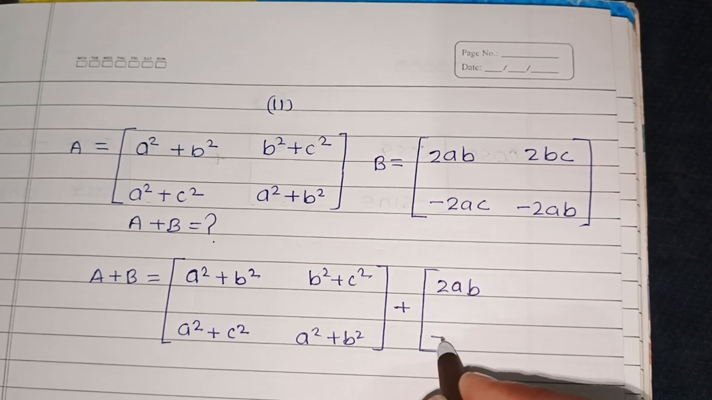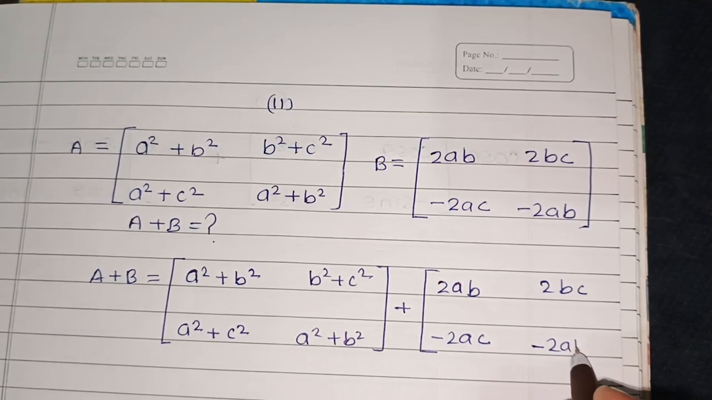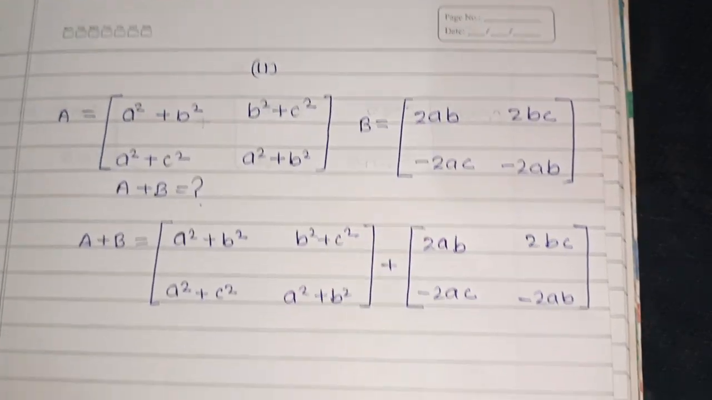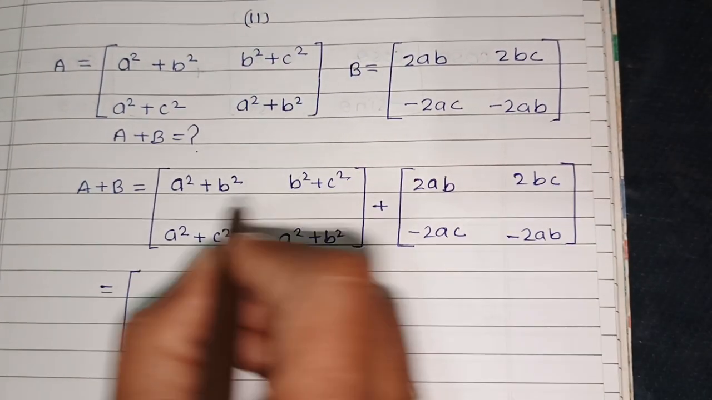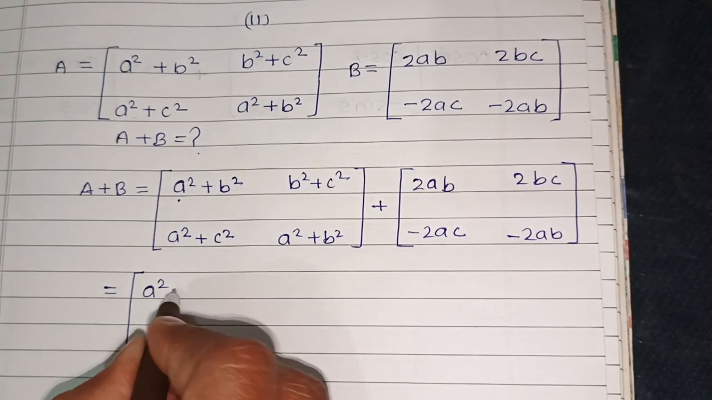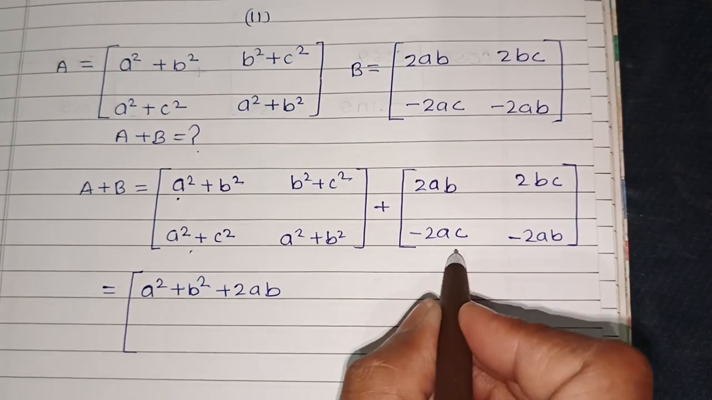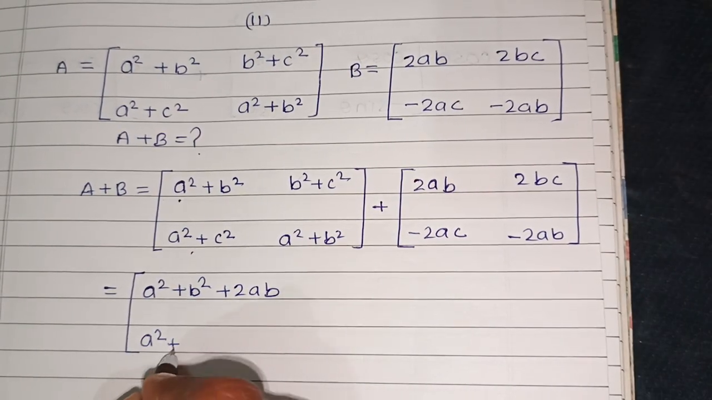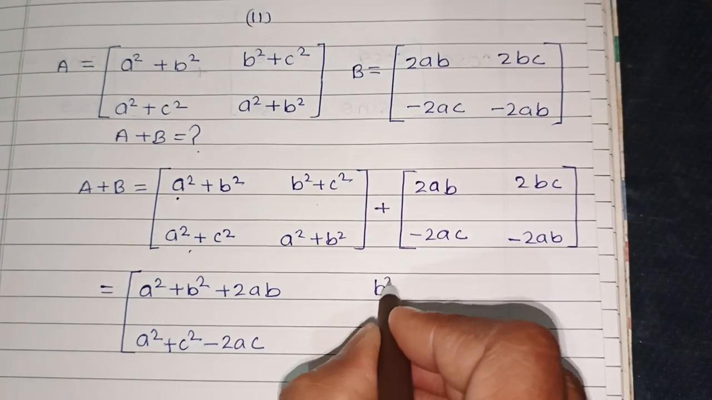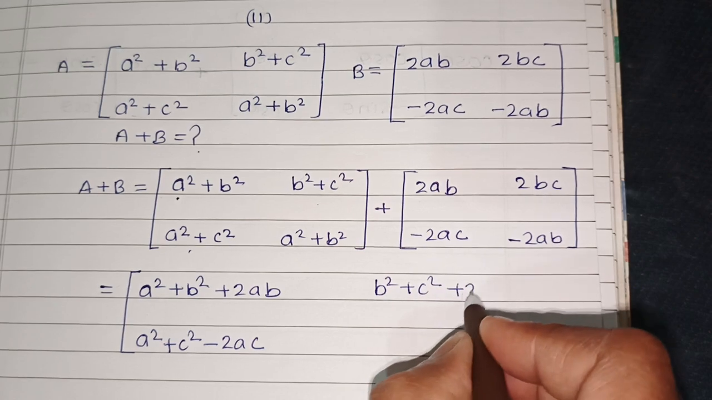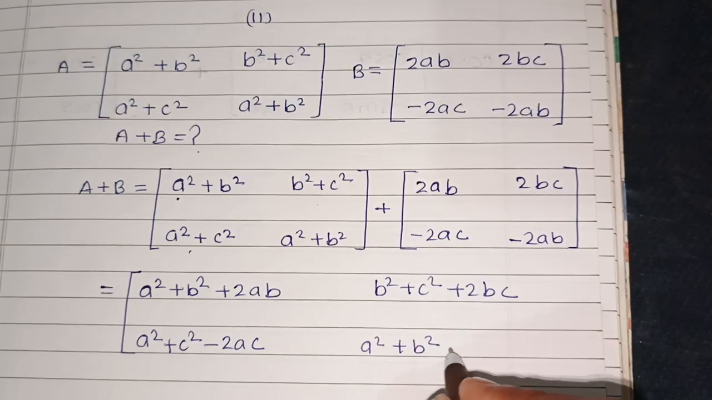2AB, 2AC, 2BC, 2AB. ओके, चलिए ऐड करते हैं इसको. ये इसमें ऐड होगा A² + B² + 2AB. ये इसमें ऐड होगा A² + C² - 2AC. ये इसमें ऐड होगा B² + C² + 2BC. ये इसमें ऐड होगा A² + B² - 2AB.